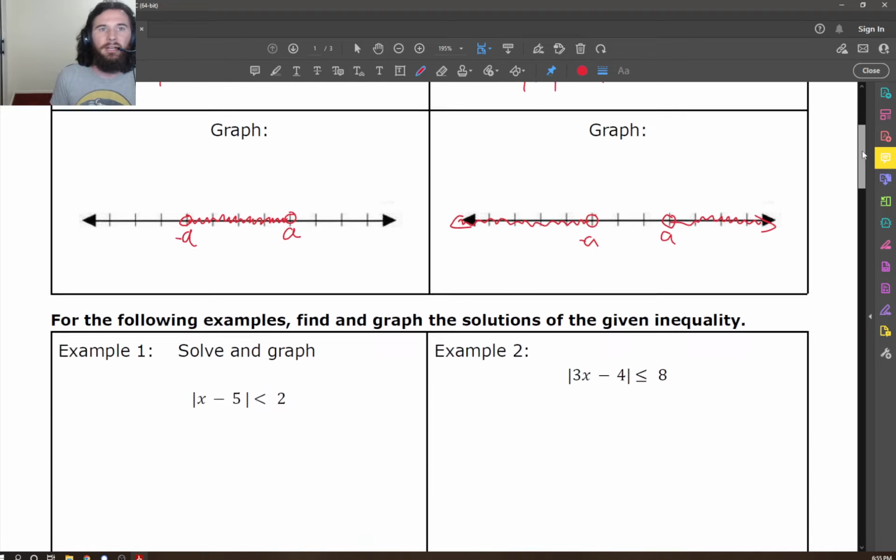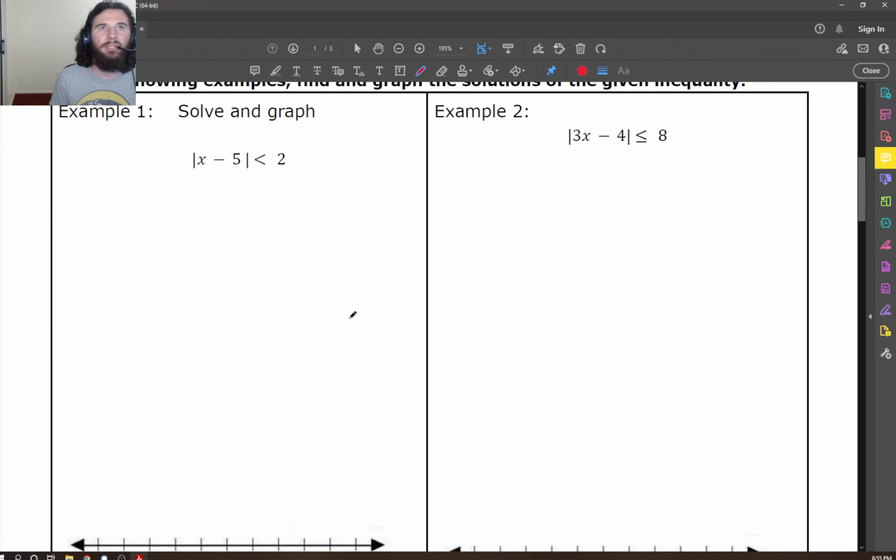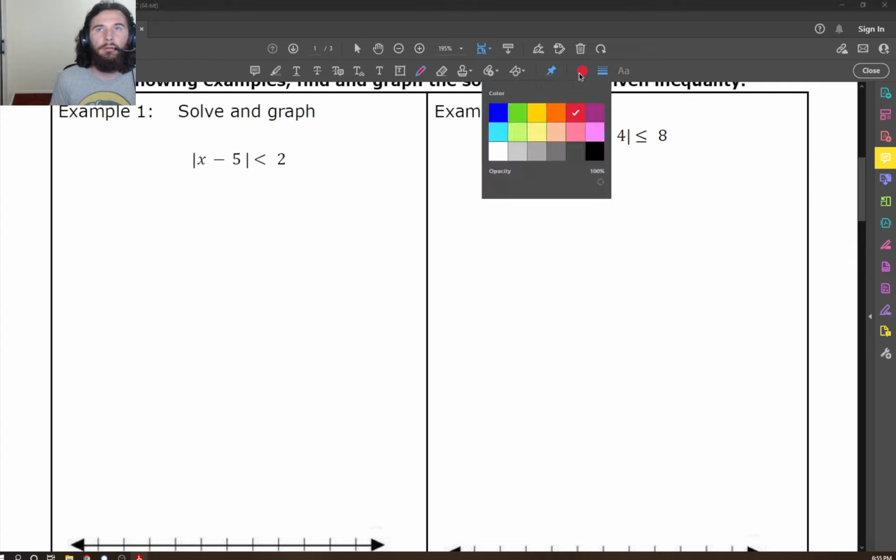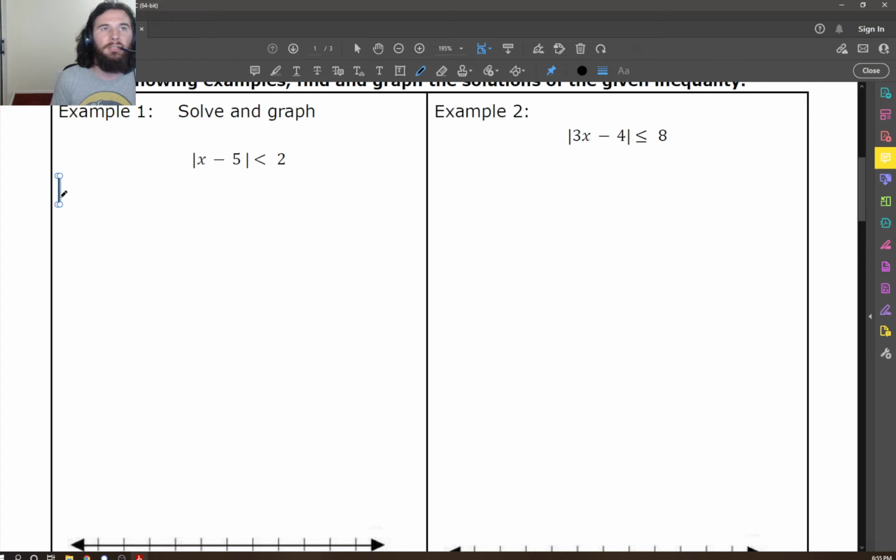Let's go try some practice. Let's put some numbers on this. All right, example 1: the absolute value of x minus 5 is less than 2. If you remember from last time, the first step for solving an absolute value equation is to isolate the absolute value, which right here is already done for us.